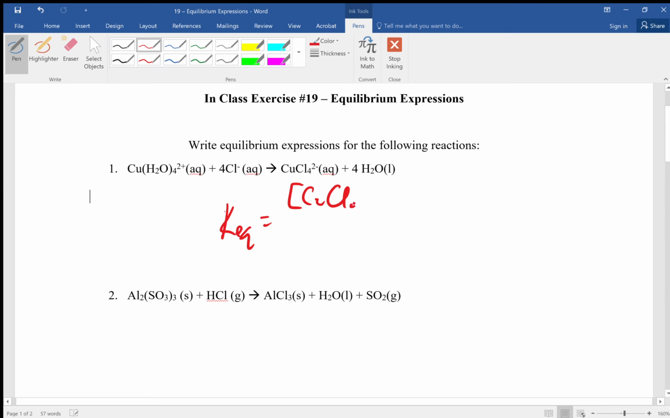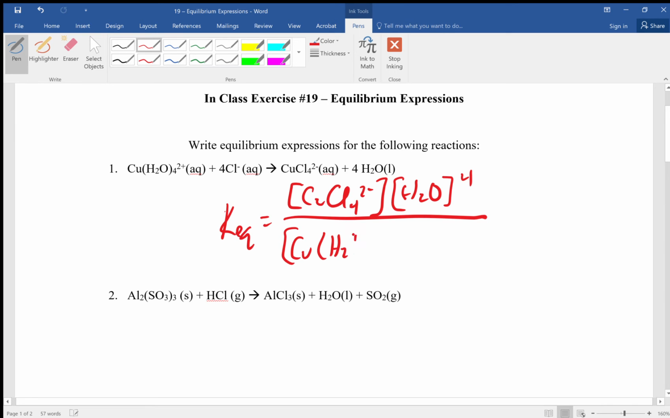as the products on top raised to their coefficients divided by the starting materials, or the reactants, each raised to their coefficients. Again, we start out pretty straightforward here.